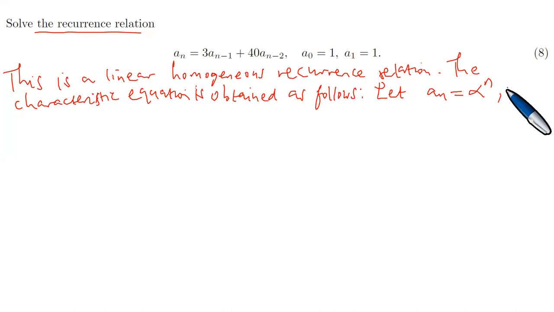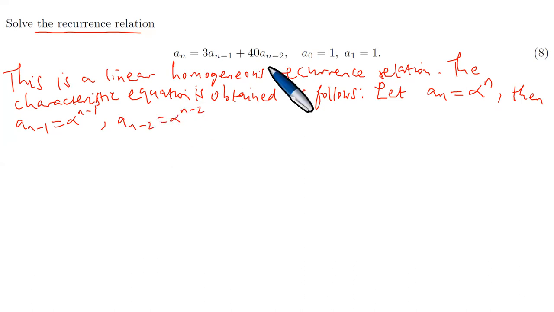The inhomogeneous case is the next example, because if we look at the homogeneous and the inhomogeneous, then we are able to solve all recurrence relations that exist. But now let's discuss the particular solutions of the next one. Then you'd have, for instance, a_{n-1} equals this, and a_{n-2} is alpha to this. Then we substitute everything and convert this into an equation we can solve.